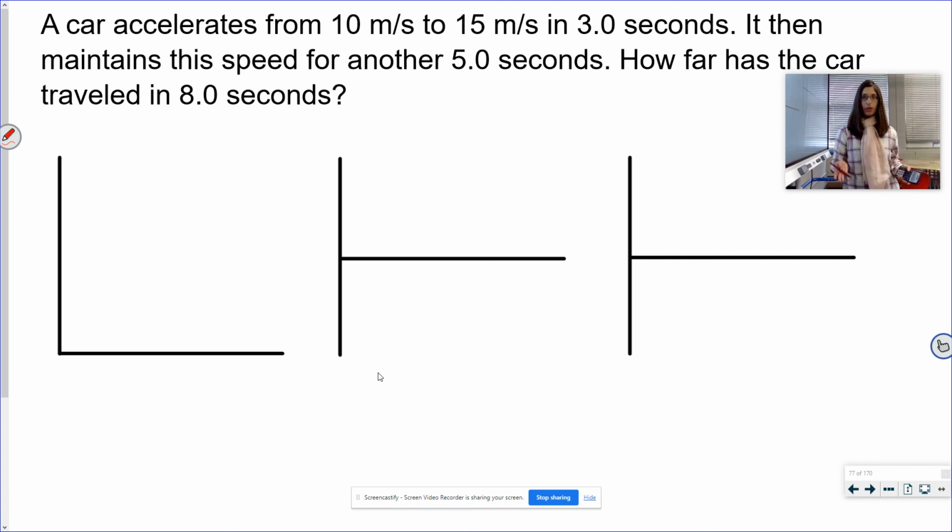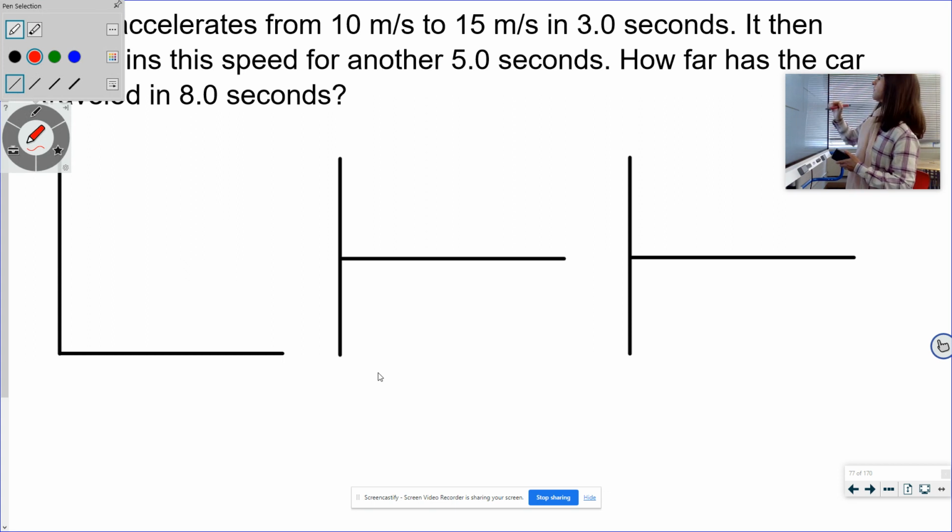Hey everybody, we're going to work through a problem similar to what we did in whiteboard speed dating, and then we're going to go through using the kinematic equations to solve it. So with this problem, we have a car accelerating from 10 to 15 in 3 seconds, and then maintaining that speed. So let's go ahead and get started.